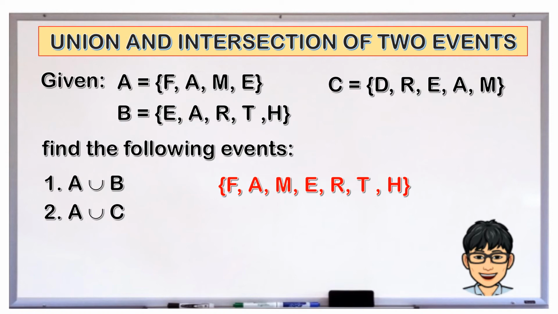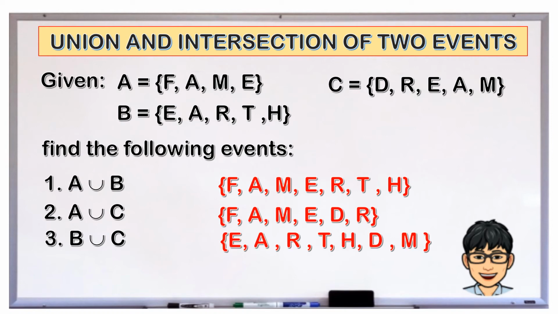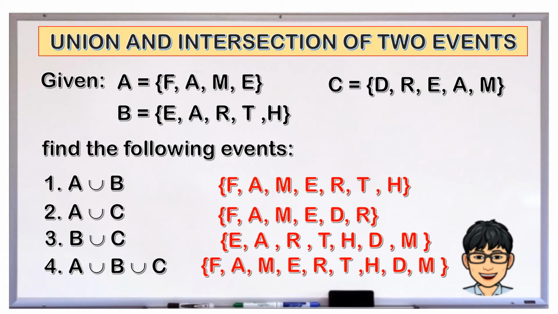Number 2, A union C. So, i-combine natin yung elements ng event A at event C. Therefore, we have FAMEDR. Number 3, B union C. So, combine the elements of event B and event C. So, we have AERTHDM. Number 4, we have A union B union C, meaning, pagsasamahin natin lahat ng elements na meron sa event A, event B, and event C. Therefore, we have FAMERTHDM.